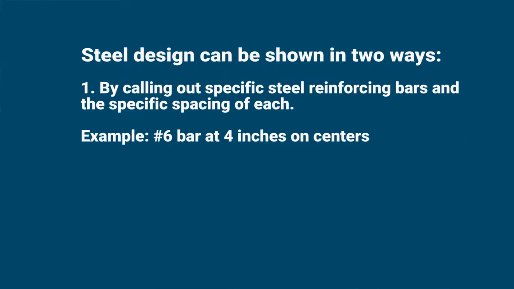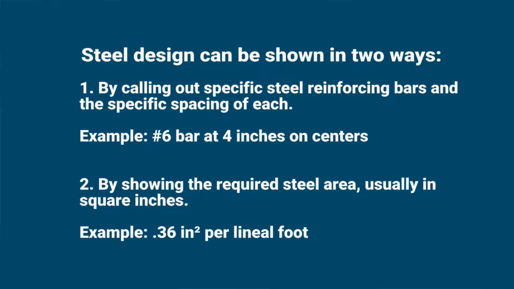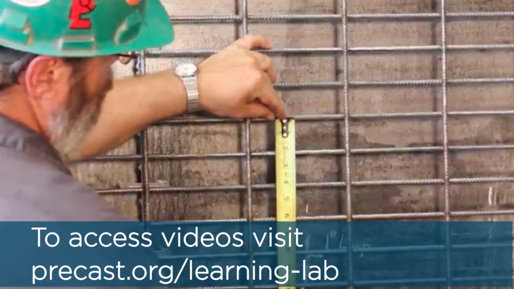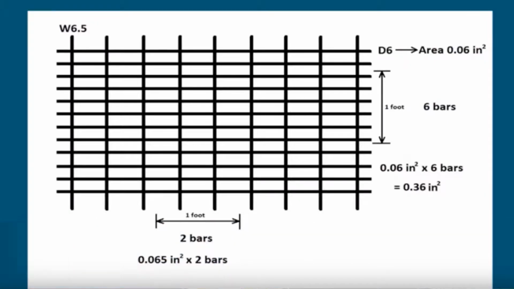A lot of times shop drawings can call out the steel in 2 different methods. One of them is very prescriptive, where they'll call out specifically, like here, number 6 bar at 4-inch centers. Otherwise, another way to call it out is the steel area itself, where the crew needs to calculate what it would be. That would be like 0.36 square inches of steel per lineal foot of wall. I suggest that you check out our Learning Lab video for precast reinforcement inspection to give you more information on how to calculate reinforcing steel.